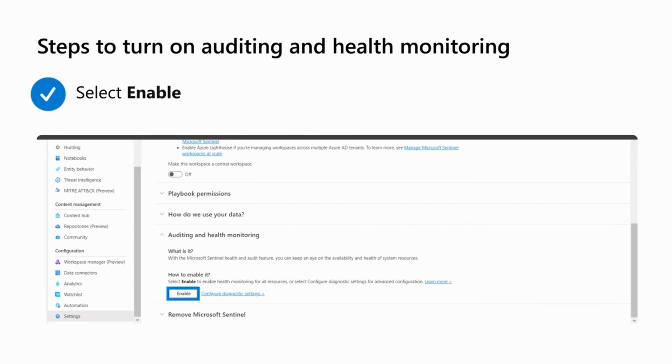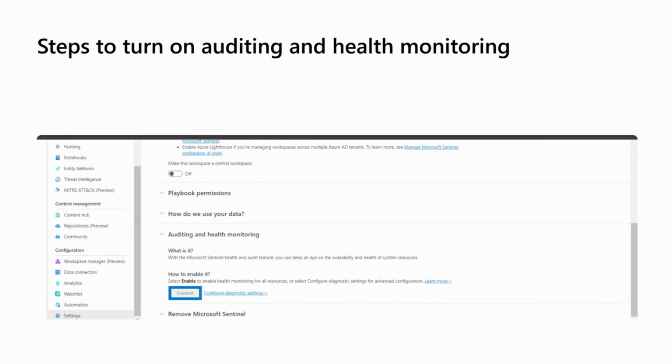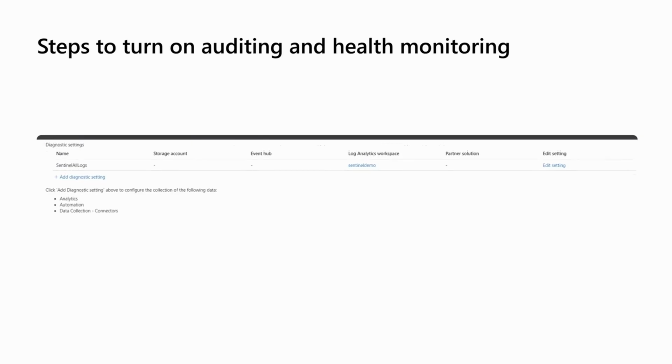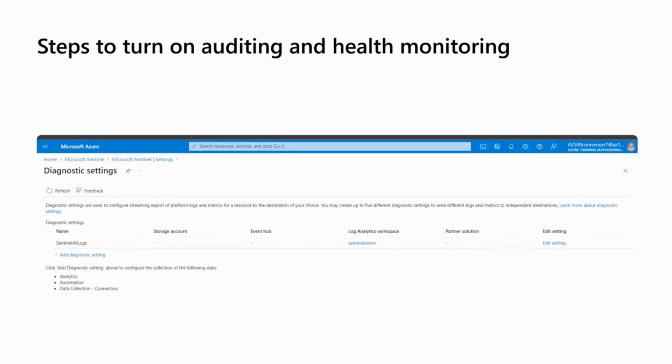Let's first select Enable. It will help to enable auditing and health monitoring across the resource types and send the generated data to the workspace. And the button turned to Enabled. Next, select the Configure Diagnostic Settings link to view the appropriate diagnostic settings added in the background for the enabled workspace. Upon selecting this, it will enable health monitoring only for the data connectors, automation resources, or to configure advanced options, like different places to send the data.